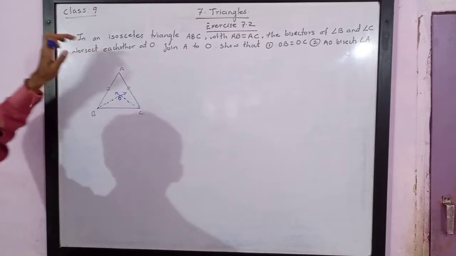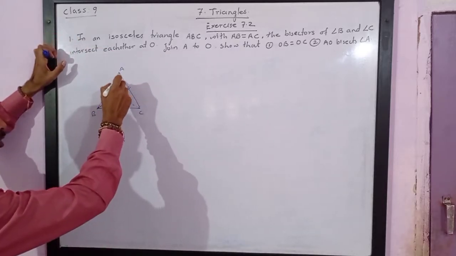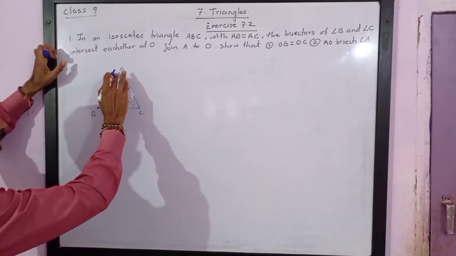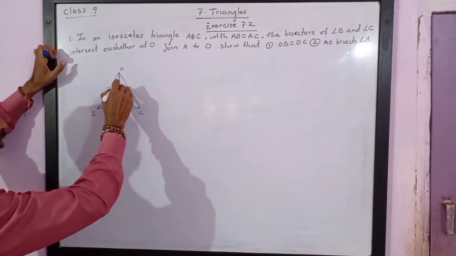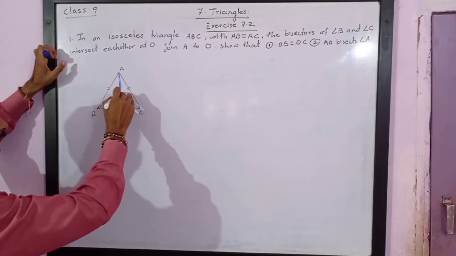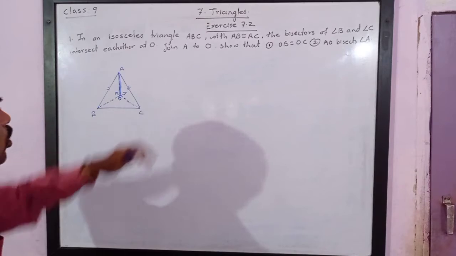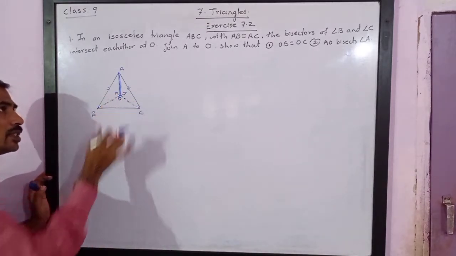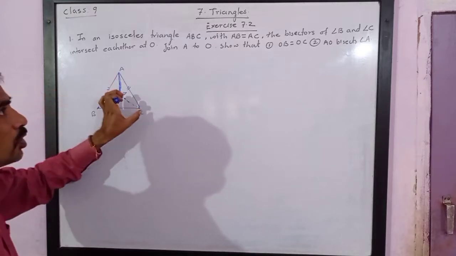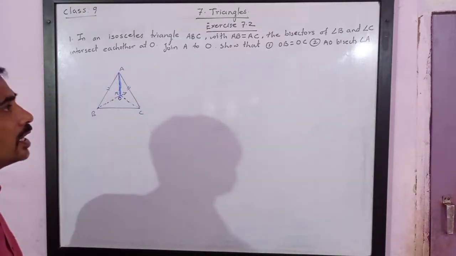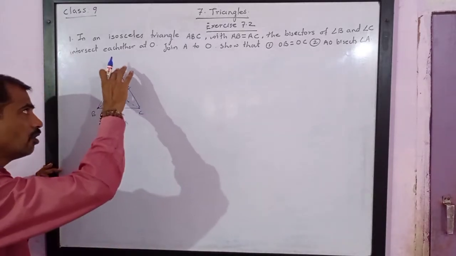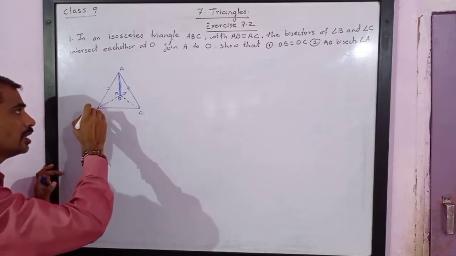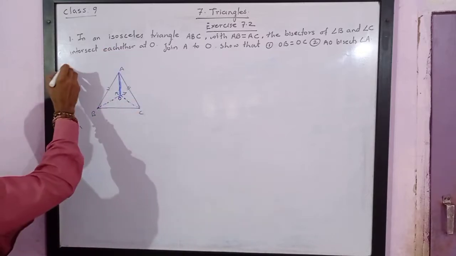Join A to O. You can join this A to O. So if you join A to O, you will get a line something like this. Show that OB is equal to OC. We have to show this part is equal to this part, that is OB is equal to OC. And another is AO. This AO bisects angle A, that is BAC. This is what the question is.